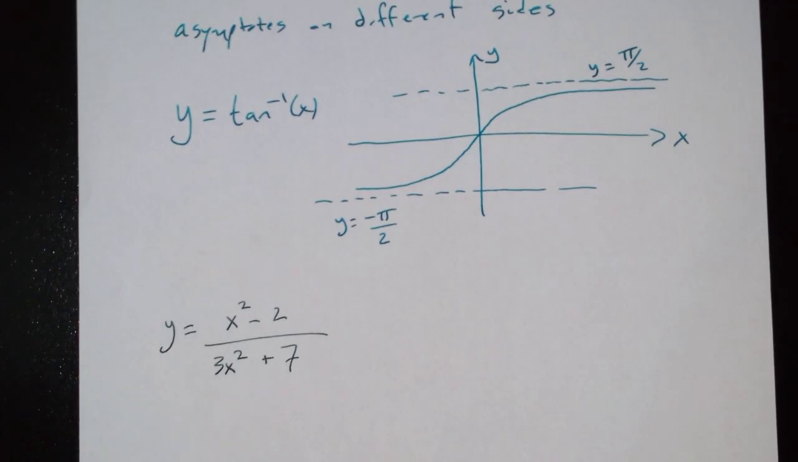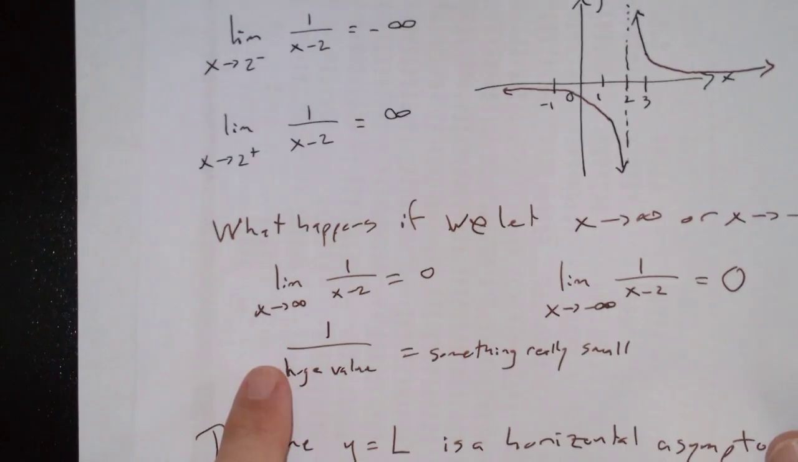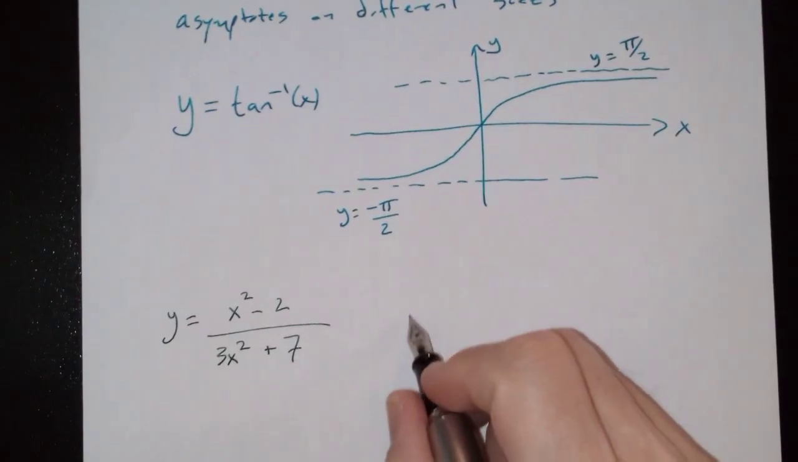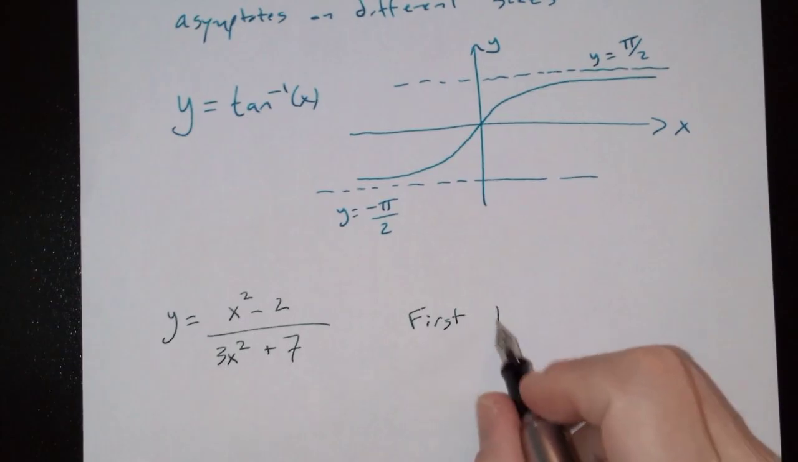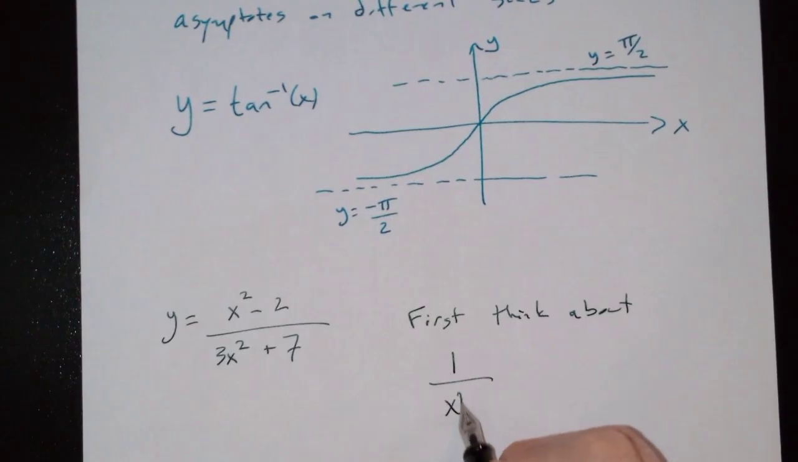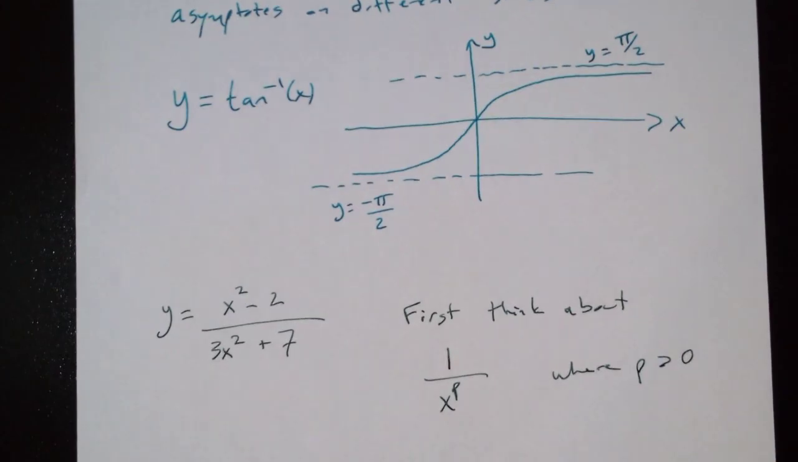In order for me to figure out the asymptote of what's going on here, I need to go back to this idea that 1 over something huge is something really small. I want to think about 1 over x to a power. Any positive power, as x gets bigger.